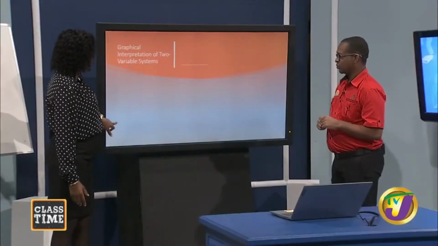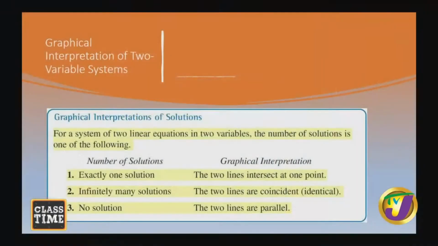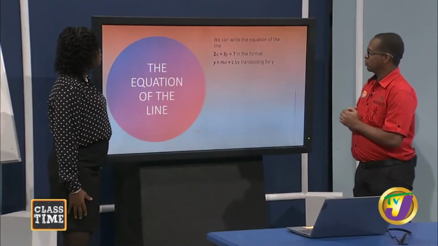So this is what you were just saying. Exactly one solution: the two lines have one point of intersection. Infinitely many solutions: the lines are completely identical. And no solution: they are parallel and have no point of intersection. Great. So let's look at an example.